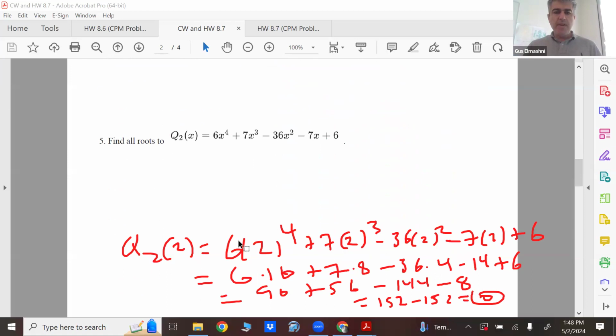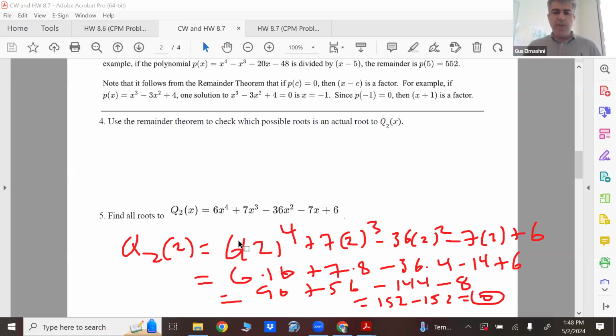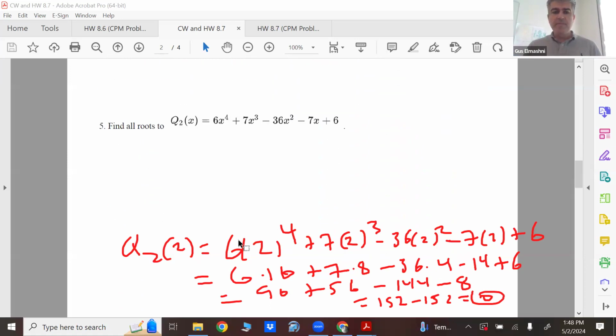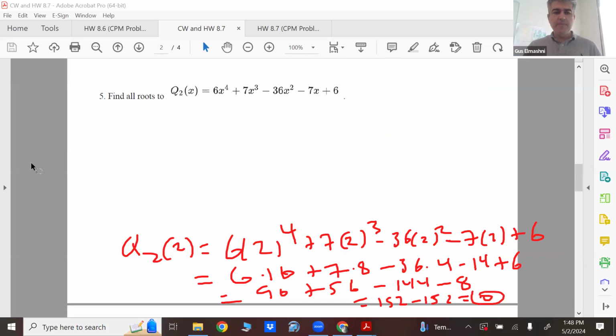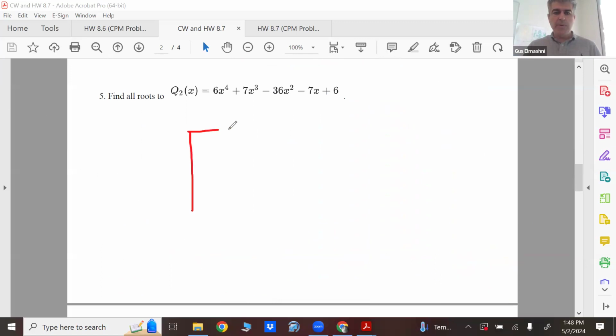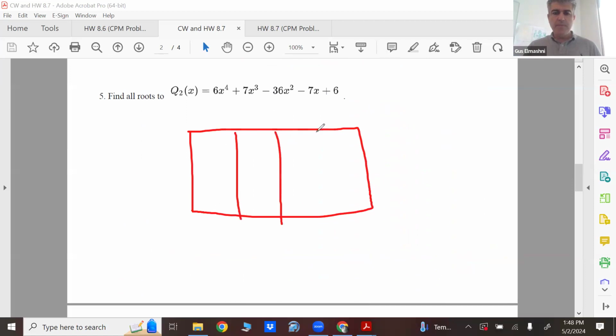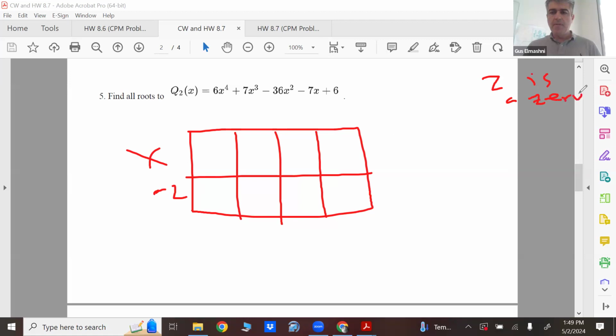And then for this one, find all roots. Well, now I know one that works. We would just do the Polydoku thing again. So 4 columns. X, and because 2 worked, because 2 is a 0, then x minus 2 is a factor.